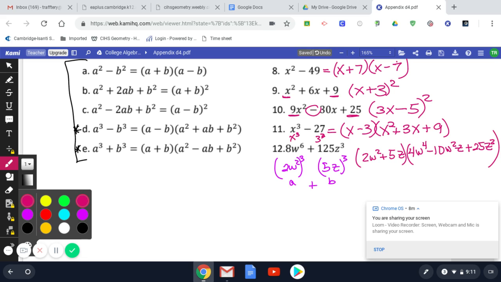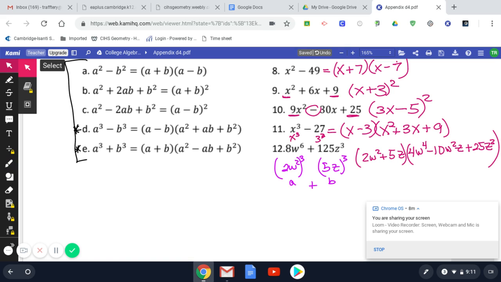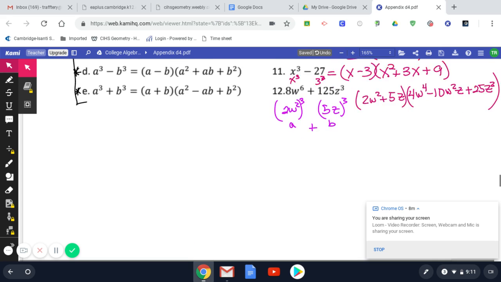25z squared. Okay, again, the differences and sum of cubes, that's one that if you don't remember it, write it down, make some note cards, and get those in your head, because that's going to be a small step in a bigger problem later on.